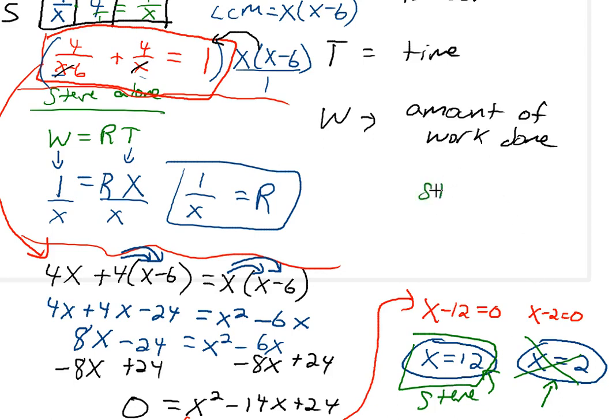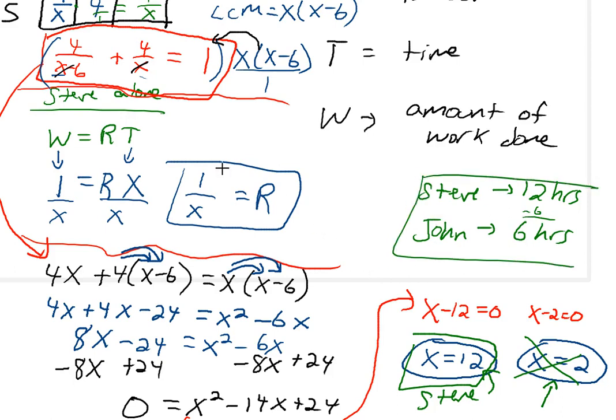So we have to make sure we type the right answer into the right box in Math Excel. So Steve gets the job done in 12 hours working alone. John gets the job done in 6 fewer hours, which would be 6 hours, right? So we minus 6 from that to get John's time. And so that would be my final answer.